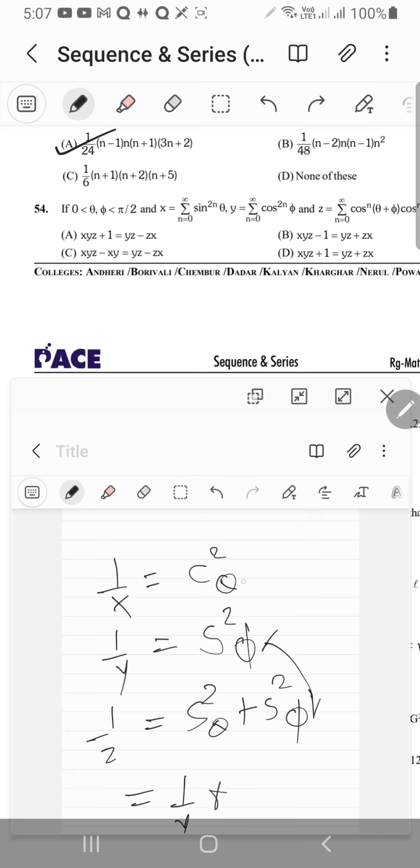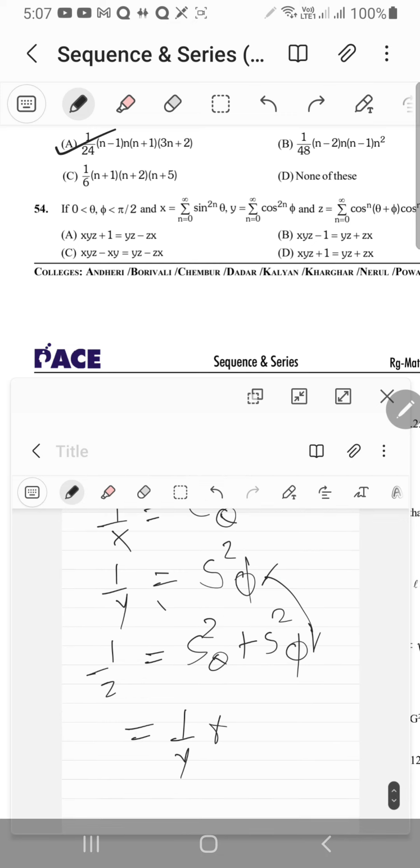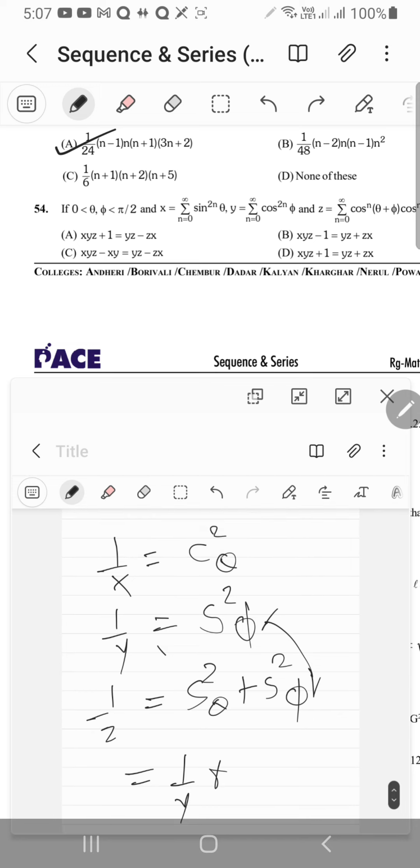These match up and these don't. So 1 minus sine squared theta. No, what am I saying? I'm thinking something else, saying something else. This sine squared theta can be written as 1 minus cosine squared theta, and that cosine squared theta is 1 upon x. So it's like 1 minus 1 upon x.